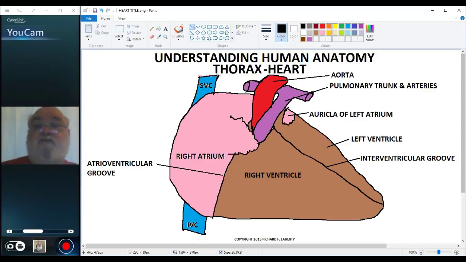So these are the major structures on the anterior side of the heart. That will conclude this video. In the next video, we'll look at the posterior and inferior surfaces of the heart.